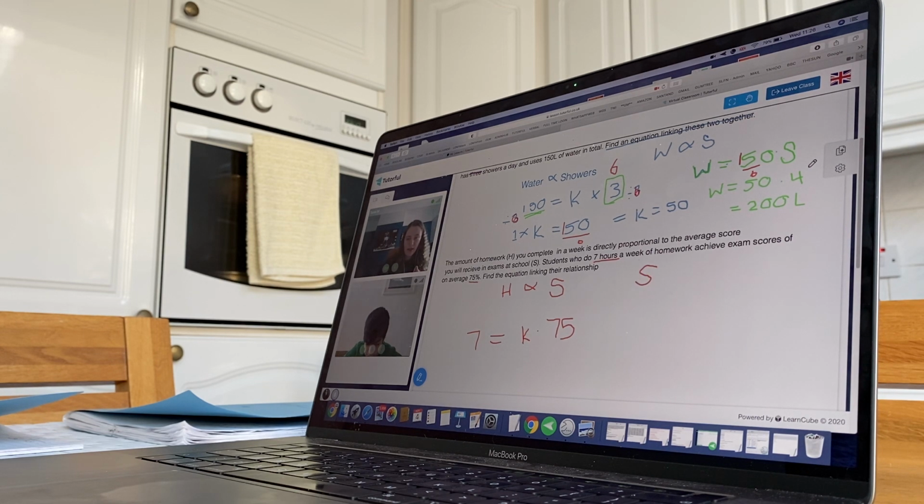You could write it either way, to be fair. I could either write S is proportional to H, so 75 is equal to K times 7, or you could write it the other way around. It just depends whichever way you wrote the two letters at the beginning. So 75 is equal to K times 7. So what's K equal to? I need to do the division, it is a decimal, you're right. I'm doing the method that we did before.